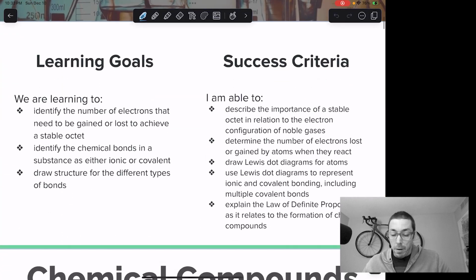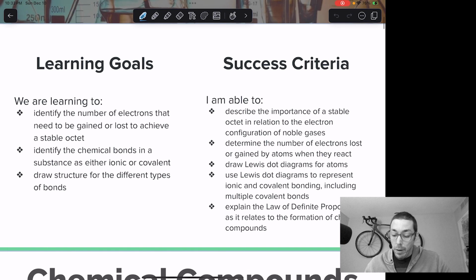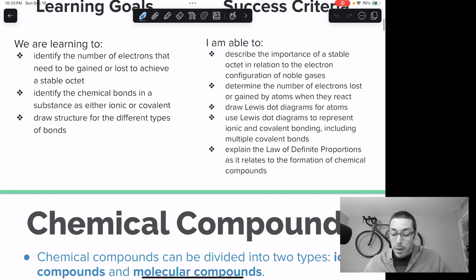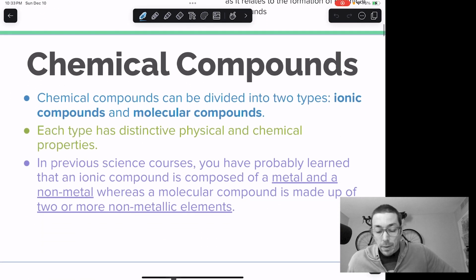As usual, we've got our learning goals, success criteria here that we should understand by the time we finish lesson 1.4. And so some stuff that was covered in previous courses: chemical compounds. Generally, there's two kinds of compounds that we should be aware of at this point: ionic compounds and molecular compounds. And they each have different physical and chemical properties.